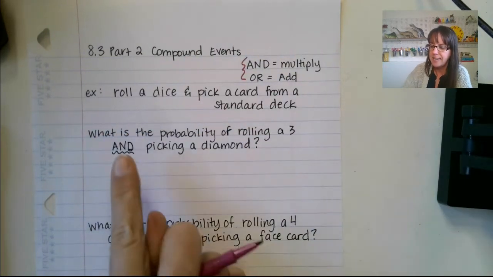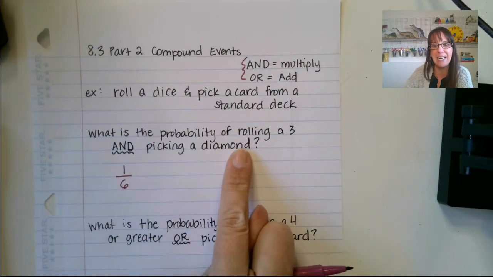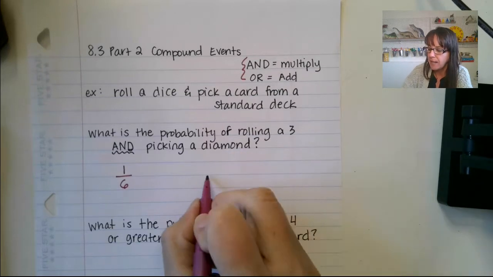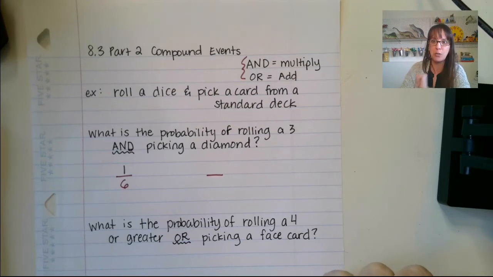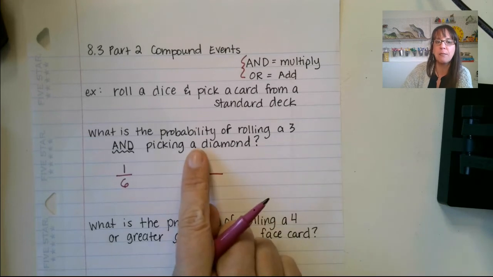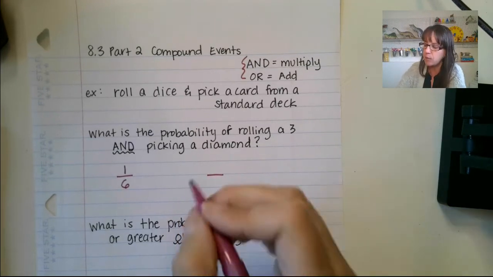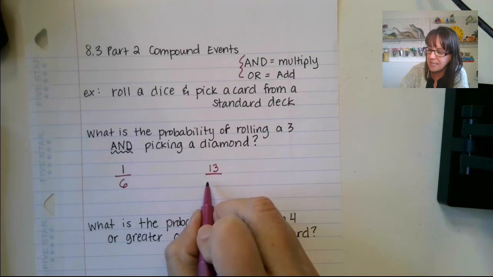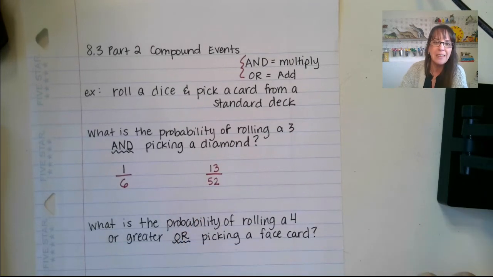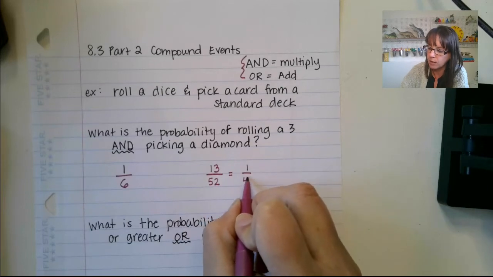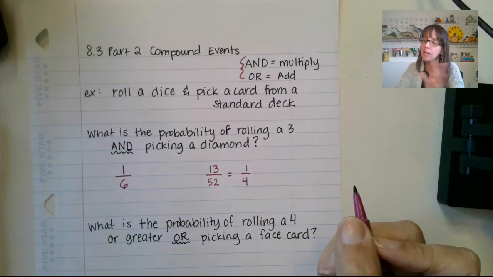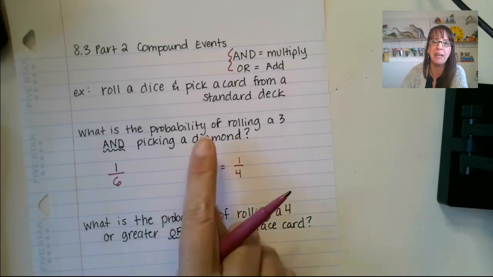All right, now let's talk about picking a diamond. On a standard deck of cards, there are 52 cards. That means that there are 13 in each suit. There are 4 suits. So 13 diamonds out of 52 cards total reduces down to 1 out of 4 cards, because we have 4 suits. So we have a 1 in 4 chance of picking a diamond.